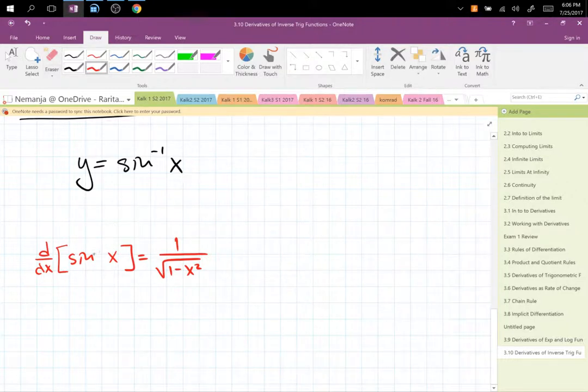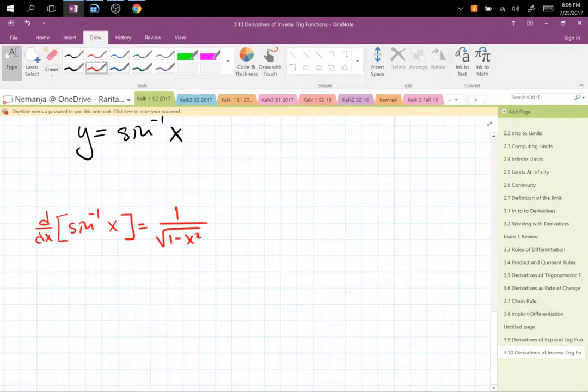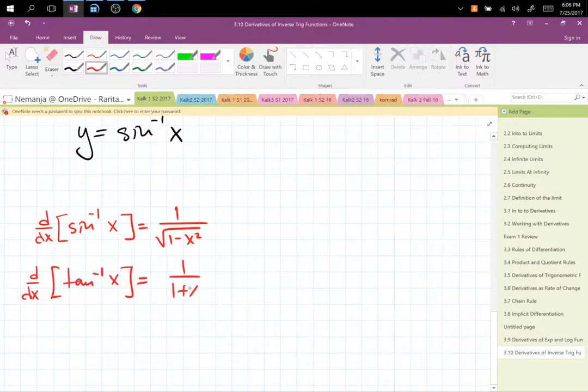That's for tangent. We'll get there. So now the next one is the derivative of inverse tangent. And as I said, guys, pay close attention to these two formulas. They're very, very important and they show up all the time.